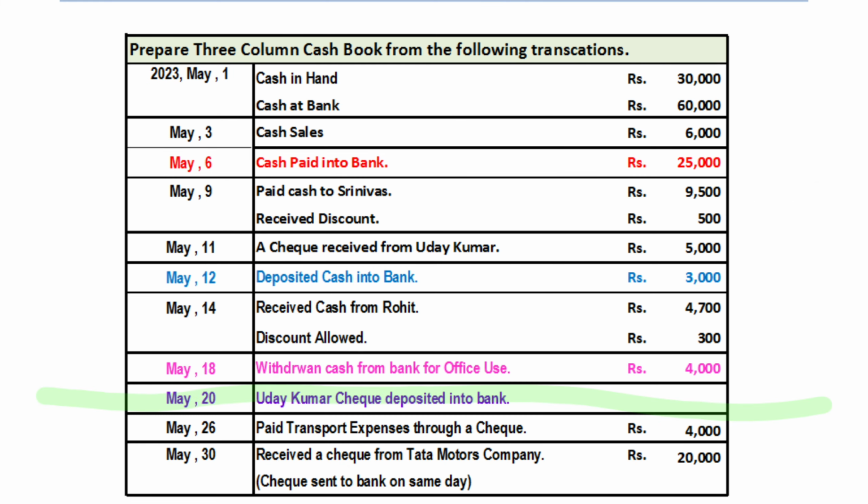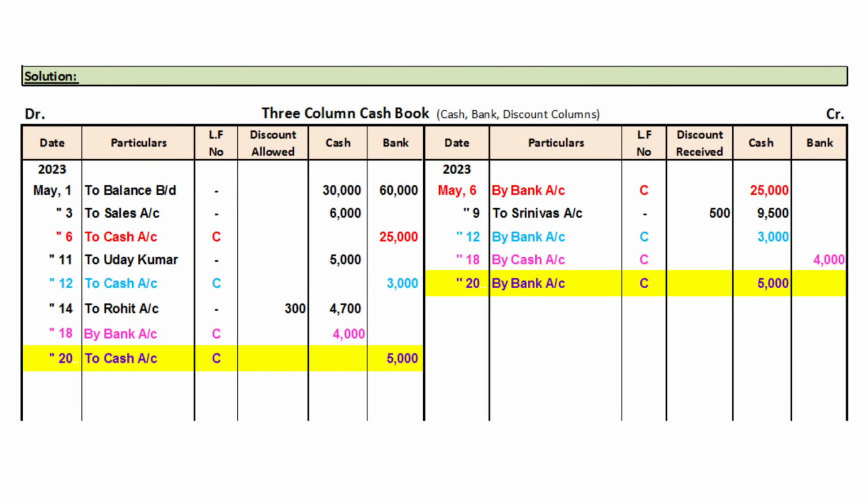Now observe the 20th dated transaction. Uday Kumar check deposited into bank. The amount is not mentioned in the transaction. Previously, on the 11th, a check was received from Uday Kumar for rupees 5,000. That 5,000 rupees is to be considered here also. This transaction is a contra entry.